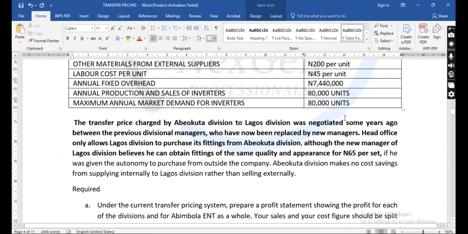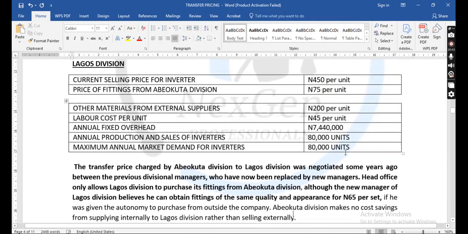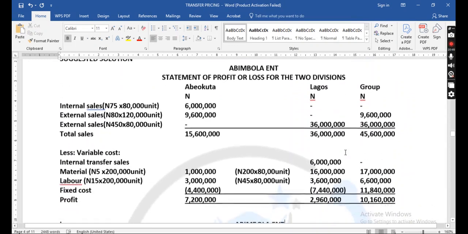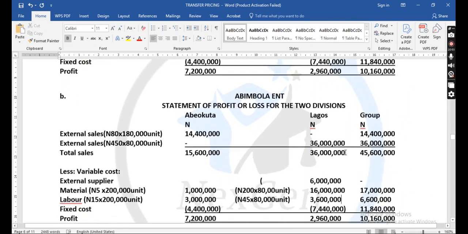Now let me show you the external supply. Can you see it? Although the new manager of Lagos division believes he can obtain the fittings of the same quality at 65 naira per set. They didn't even give us the number of sales, but we know it is his units they are talking about. So that is the external supply, which means that I can get the same fittings outside at 65.